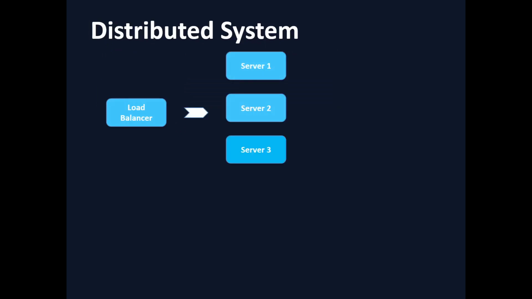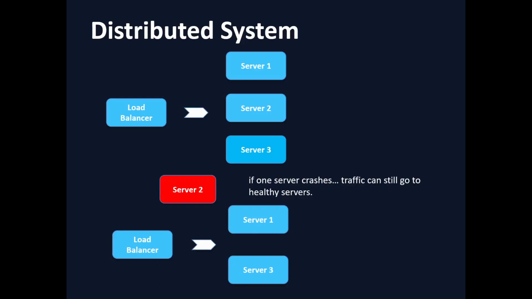To solve this problem, companies move towards distributed systems. Instead of one server, we now have multiple servers. Requests first go to a load balancer. The load balancer distributes traffic across multiple application servers. Now, if one server crashes, traffic can still go to healthy servers. This improves availability, and this is one of the biggest reasons why distributed systems exist.